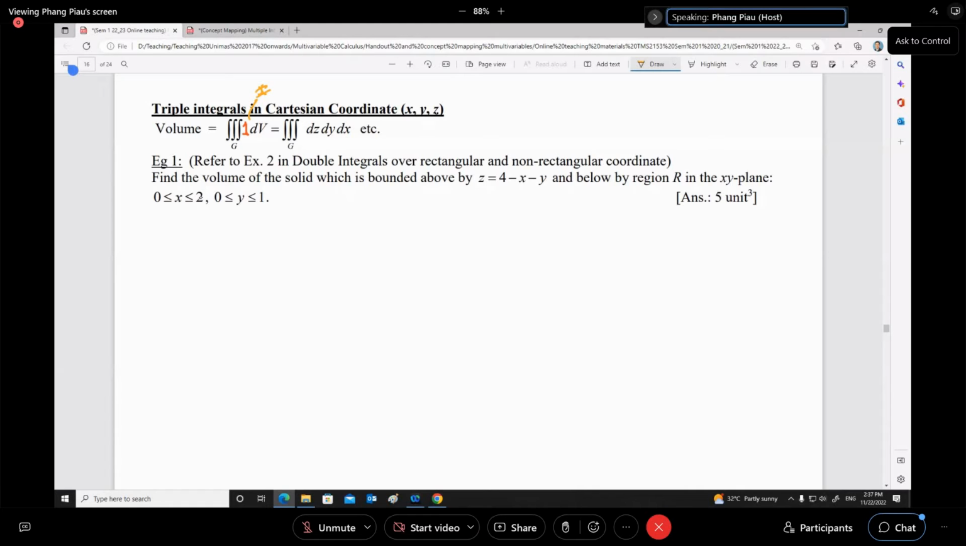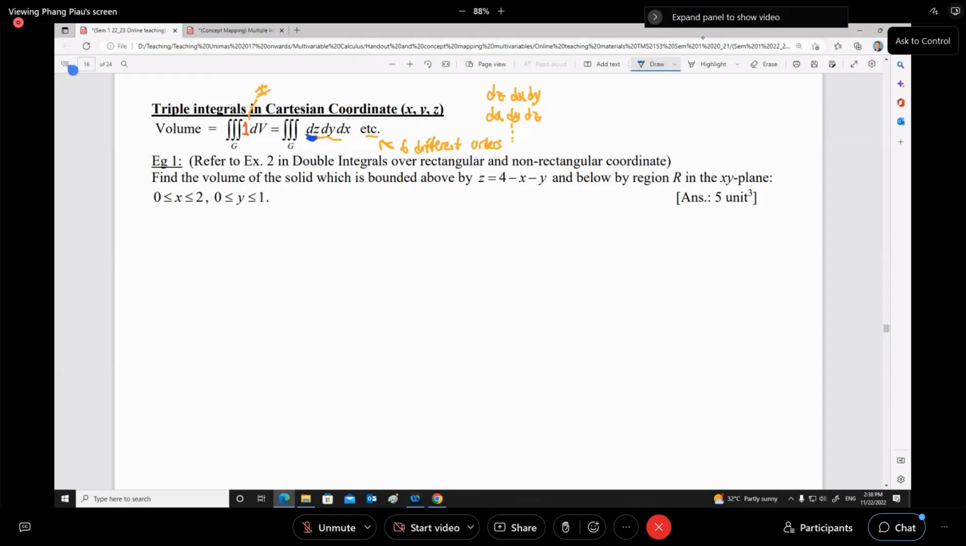Then the dV here can be dz dy dx, dz dx dy, etc. The etc. here means that there are altogether six different possibilities. Hopefully you can see here, this is the first one, then you can also go for dz, then you go for x first, then y. Of course, not only that, you can go for x, then y, then z, and so on. There are six different orders. You can go for any of them, and all will give you the same answer. But of course, many times we project everything onto the XY plane. So most of the time, our innermost integration will be dz.